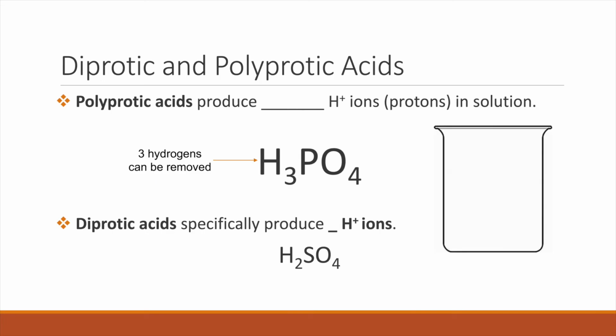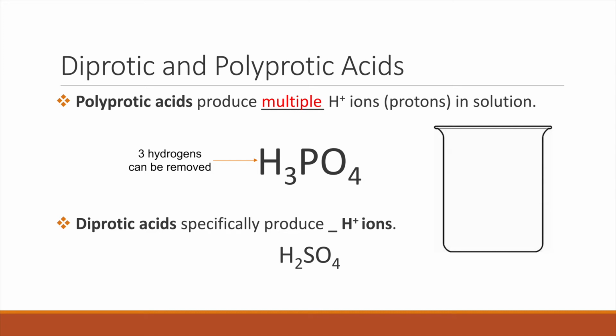Another special way to define acids and bases is by how many hydrogens it can actually donate. So polyprotic acids, look at the word polyprotic. We know poly is the prefix for many, and protic is referring to protons. So polyprotic acids are acids with many protons. So these produce multiple H plus ions in solution. So something like phosphoric acid here, H3PO4. 3 hydrogens can be removed.